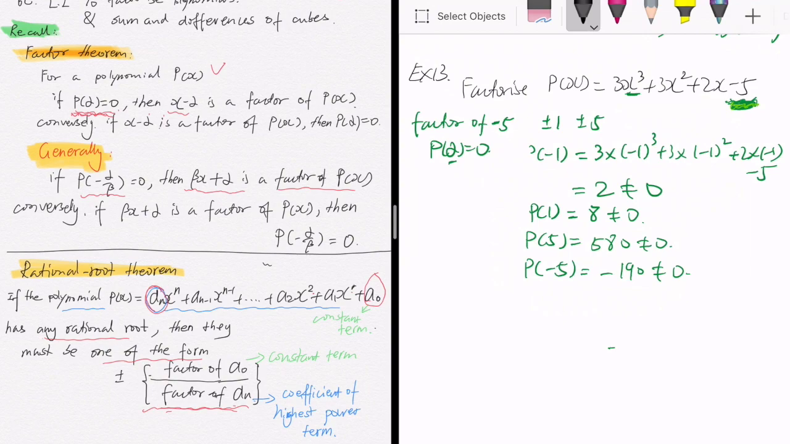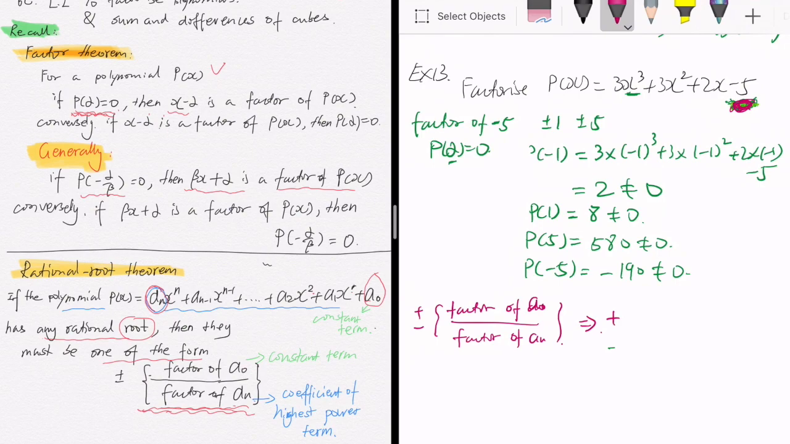Okay, so back to example 13. You see here, we tried all the factors of the constant term, and none of them matched the factor theorem. So now we have to try the rational root theorem. The rational root theorem says any rational root has to be in this form: plus minus factor of a0 over factor of an. Alright, let me just write it down.